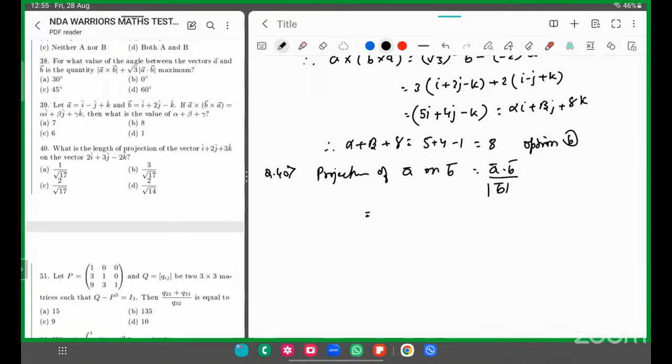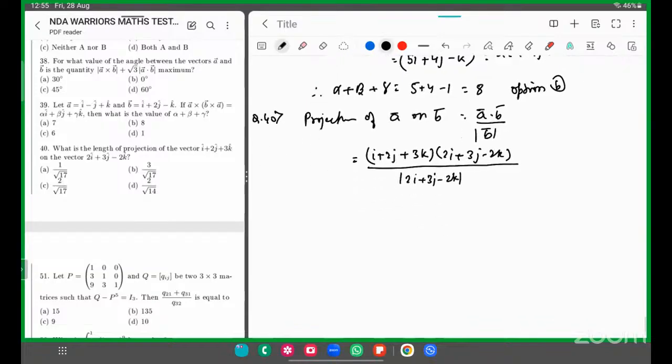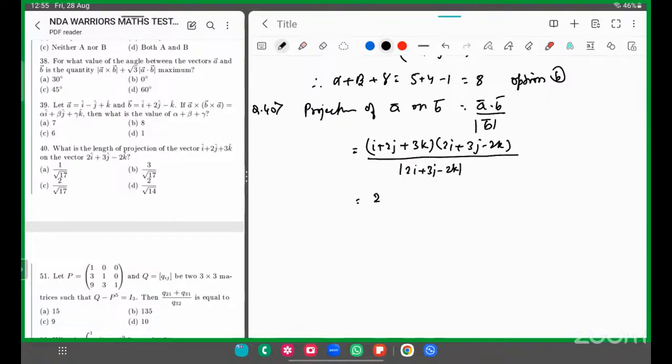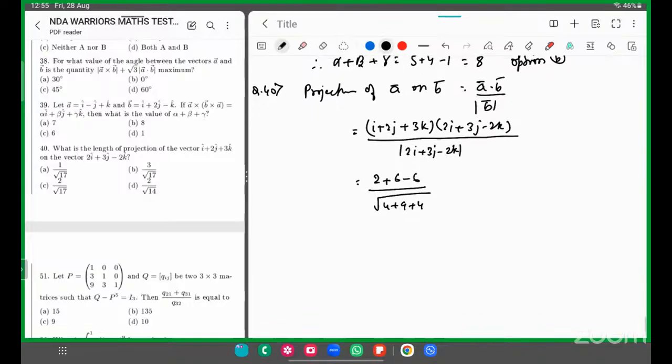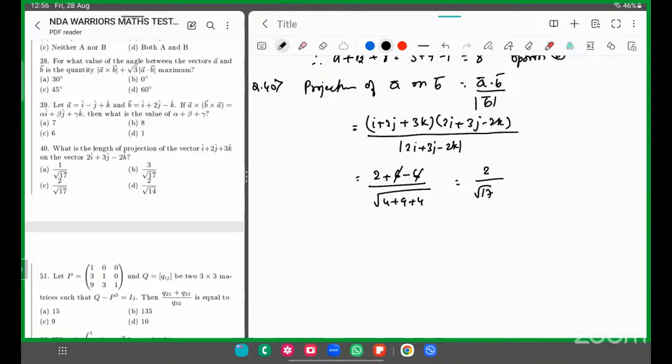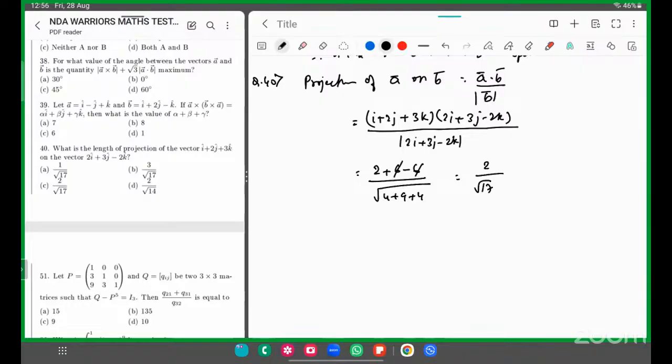So that is equal to I plus 2J plus 3K dot 2I plus 3J minus 2K upon magnitude of B vector, which is under root 4 plus 9 plus 4. So we are going to get 2 plus 6 minus 6 upon root 17. This 2 will get cancelled out. 2 upon root 17. So option C. Option C is your answer.